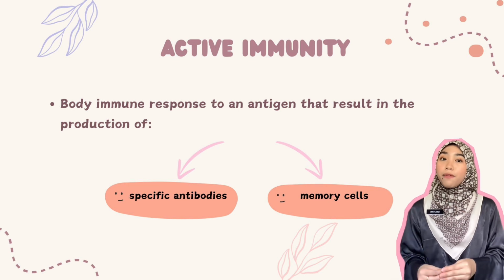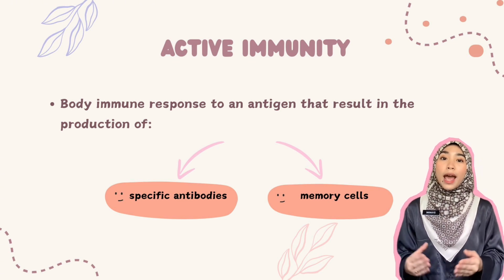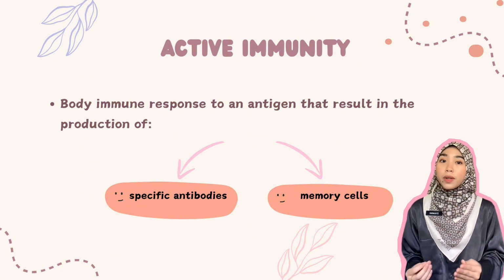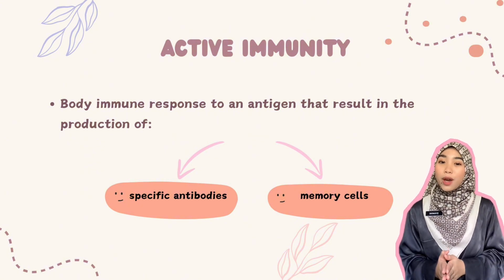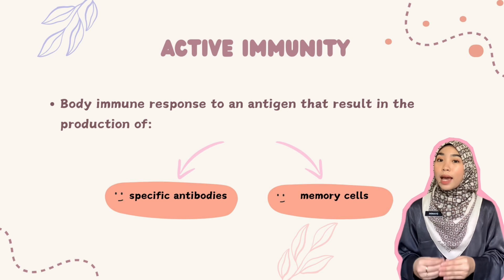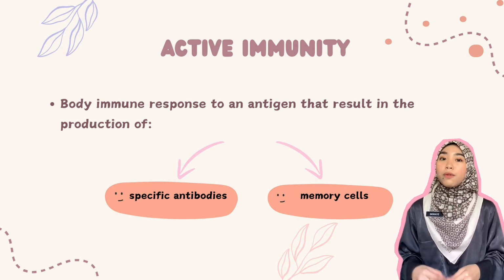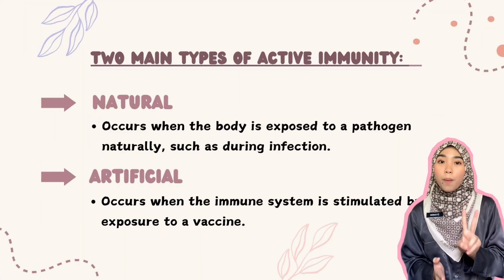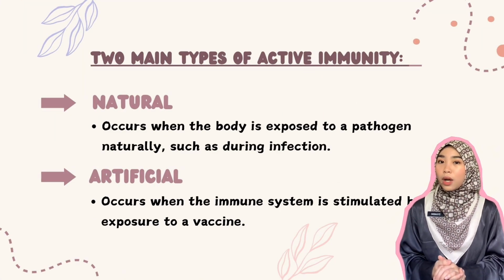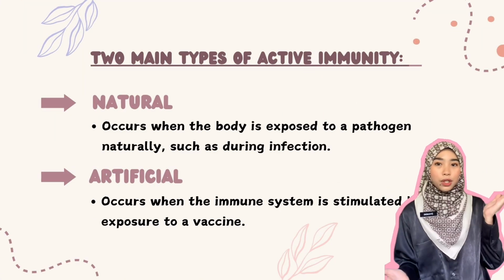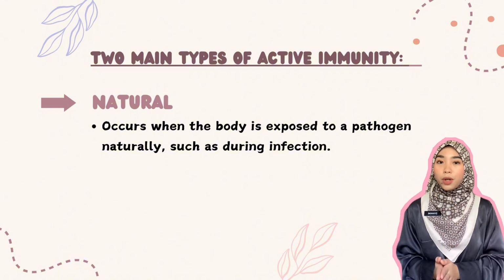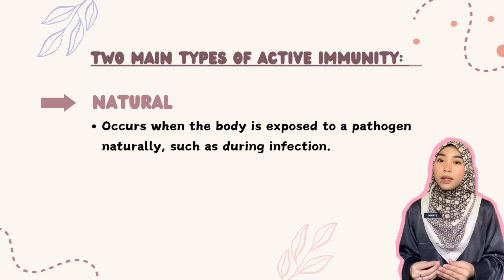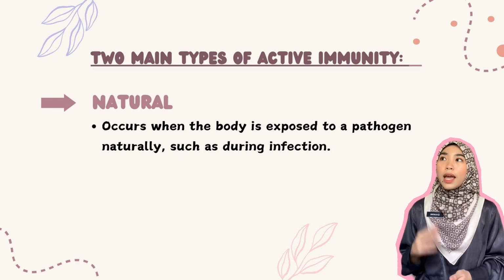Active immunity refers to the body's immune response to an antigen that results in the production of specific antibodies and memory cells. This type of immunity occurs when the immune system is activated by the exposure to a foreign substance such as a pathogen or vaccine. There are two main types of active immunity, which are natural and artificial. For natural active immunity, this occurs when the body is exposed to a pathogen naturally, such as during an infection.